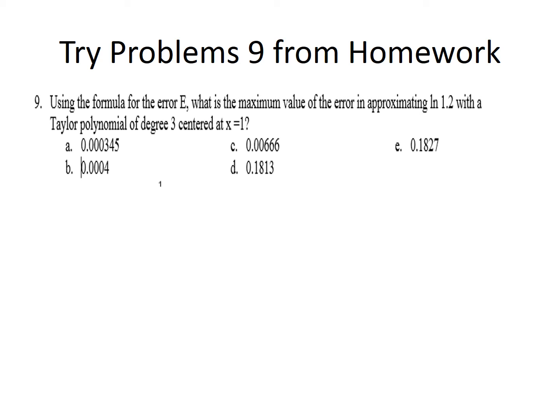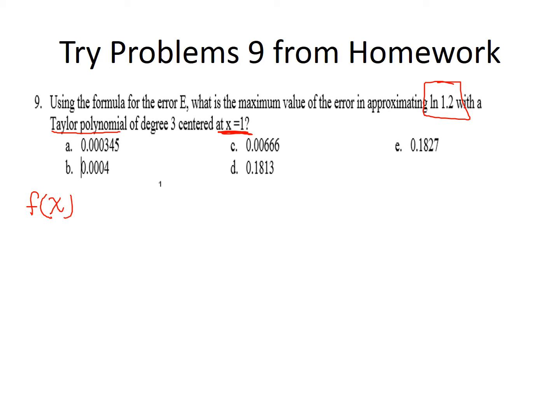All right, here's a problem from homework. And I might have to pause this because I need a calculator. Just remember that. What we want to do is approximate the natural log of 1.2, centered at x equals 1. So we have to write a Taylor polynomial for the natural log of x centered at 1. So we start by finding f.